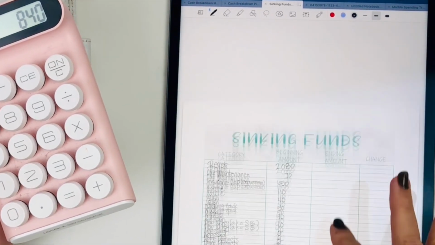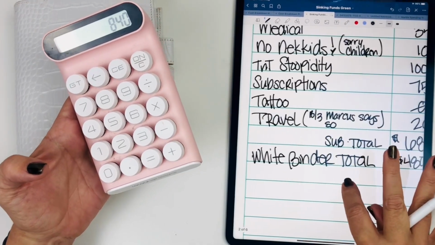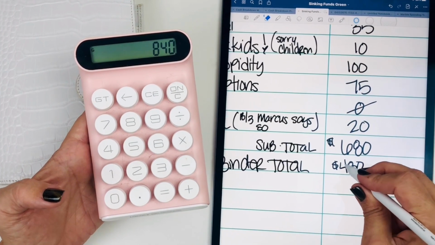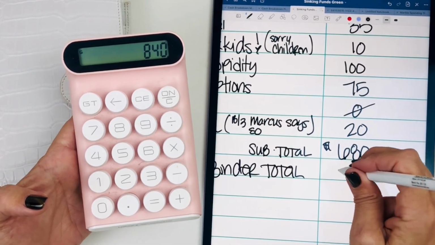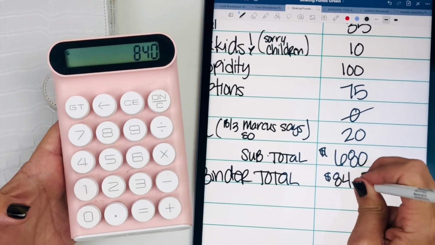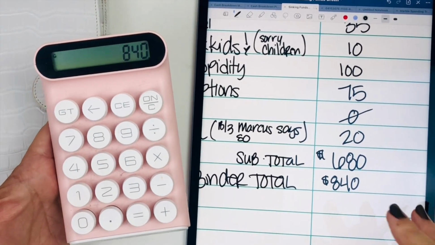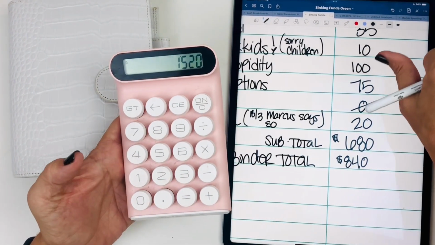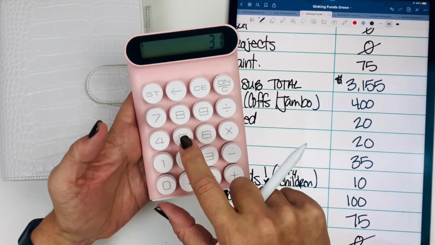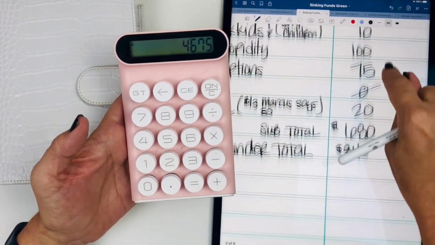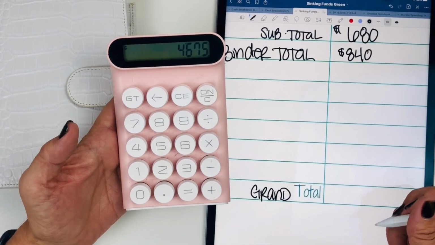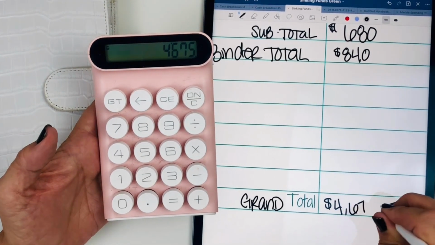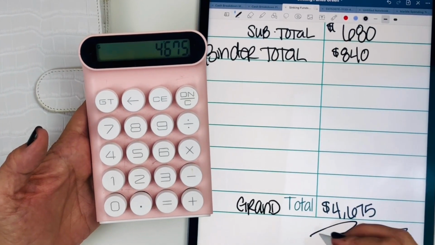So I will go back over to my main page, and everything will get shifted over. Good thing I have it on my screen in front of me. 840, I transposed some numbers there. If you're dyslexic, you probably understood it. That gives us 840 in the white binder, 680 in the back half of the black binder, and 3,155 for a total, at the end of July, of $4,675. That's not too bad.